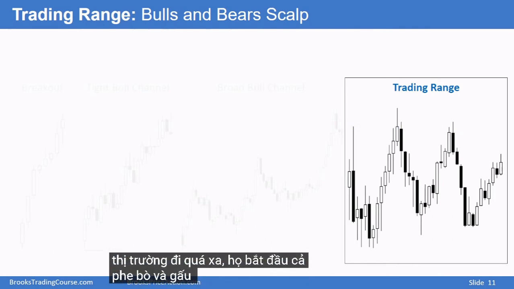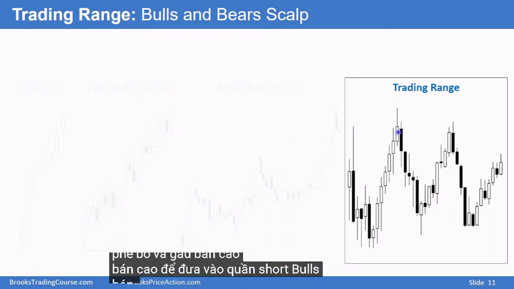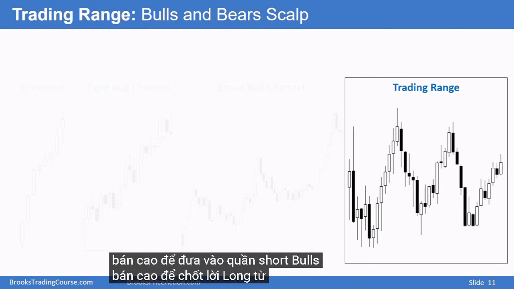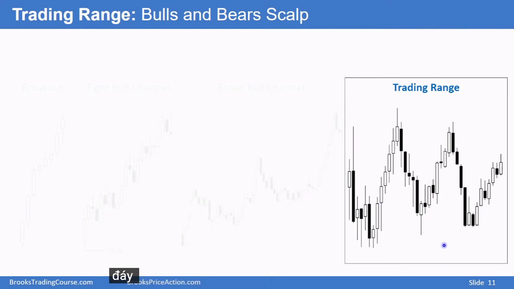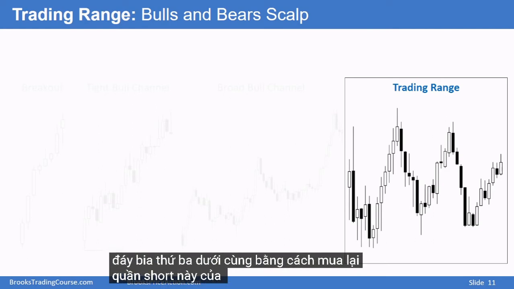Both bulls and bears sell high. Bears sell high to put on shorts. Bulls sell high to take profits on longs from the bottom. In the bottom third, bears buy to buy back their shorts with a profit, and bulls buy for a scalp up.